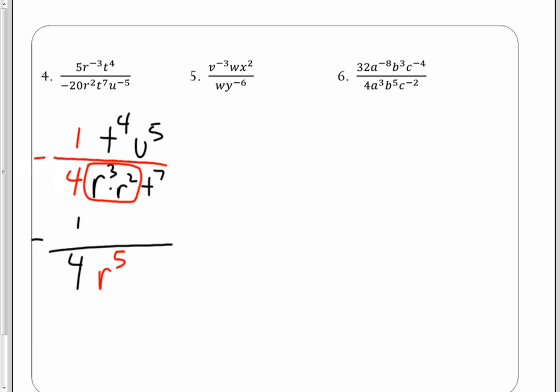How about is there anything to combine with the U5? I got T4 and T7. I could subtract it, or I could think to myself, where are there more T's? How many more? 3. If I subtracted, what is 4 minus 7? Negative 3. So I would have had T negative 3, but then I would have had to move it to the bottom anyways. There's many ways to get at your answers.